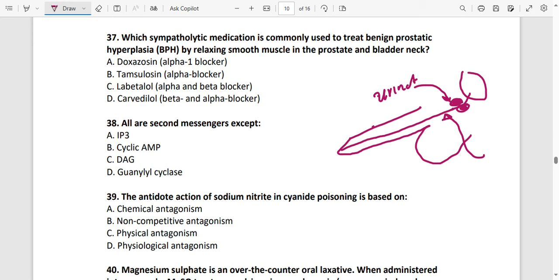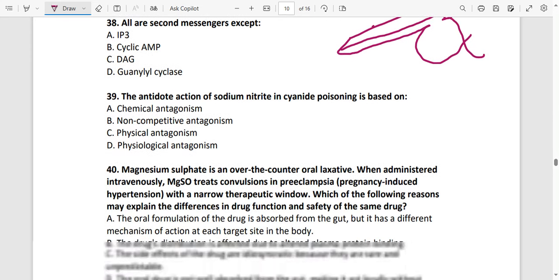Doxazosin, alpha 1; tamsulosin, alpha blocker; labetalol, alpha and beta blocker; carvedilol, beta and alpha blocker. Which one can we pick? Okay, so on this we have got alpha receptors, so we are going to pick the alpha receptor blocker, which is the tamsulosin.